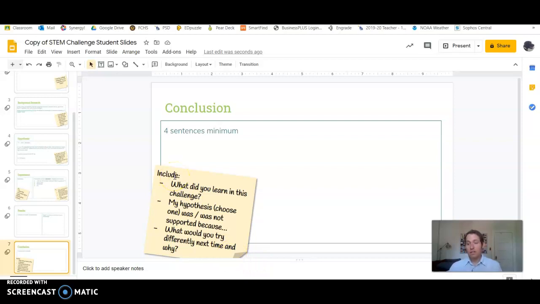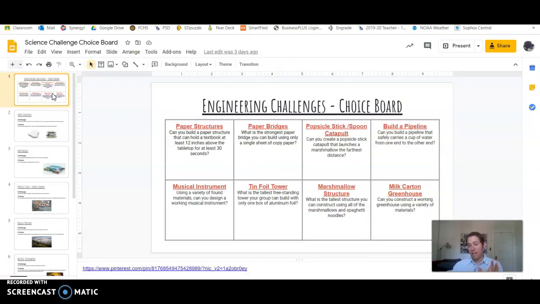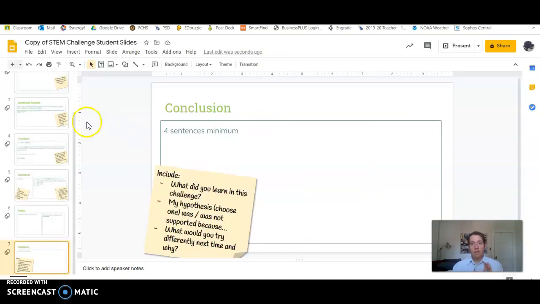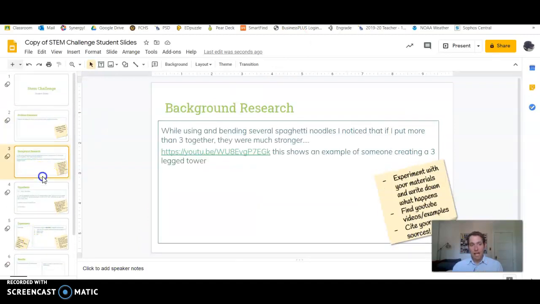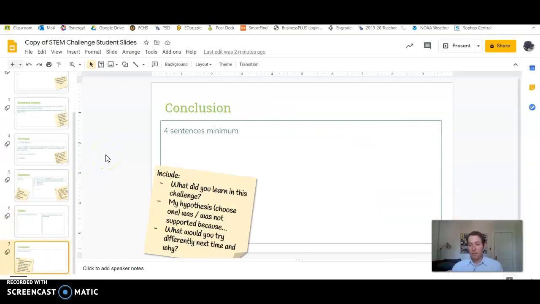So that is where those that missed should be, right? You're choosing one of these challenges. You are altering it in the way that you need to, and then you're trying to solve it with these 6 steps, right? There's six slides that you need to be filling out. Those are the 6 steps of the scientific method.